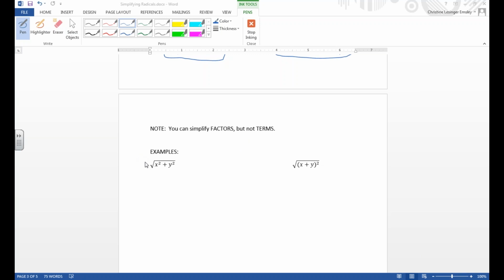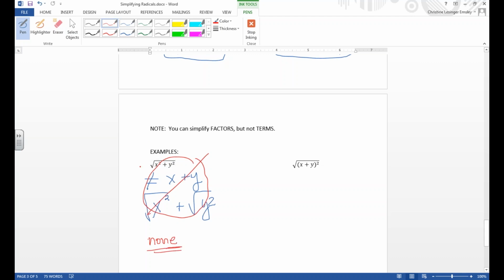For example, this problem right here does not, no way, never simplifies into x plus y. You cannot take a radical and split it into x squared plus y squared like this. So let's put a big no on top of this because we don't want to do that. If you were given this problem and asked to simplify it, there's actually nothing you can do. There's no simplification. That is as simplified as that one gets.